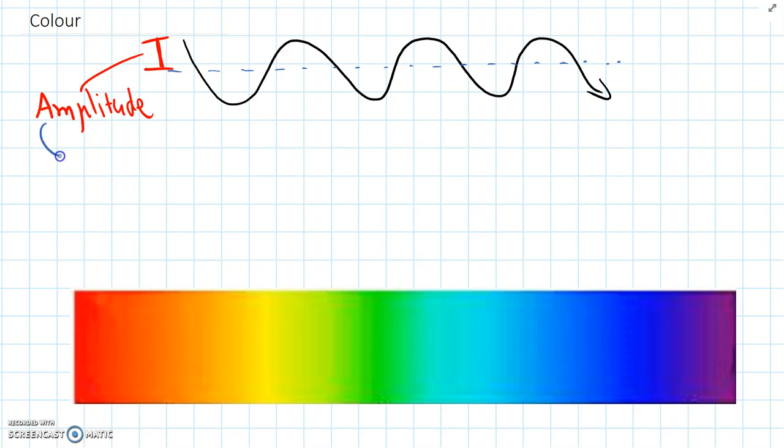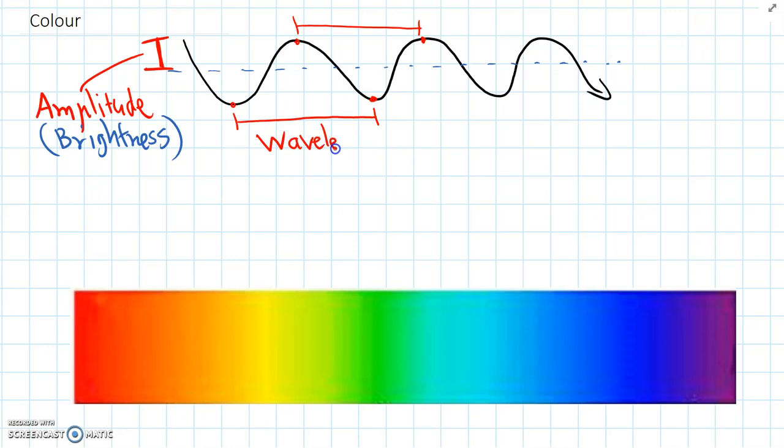And the amplitude makes the light brighter or dimmer. So amplitude affects the brightness. And we also learnt that the wavelength is the distance between the two troughs or the two peaks. It's the same distance. So the wavelength is here. And we learnt that the wavelength changes the color of the light.